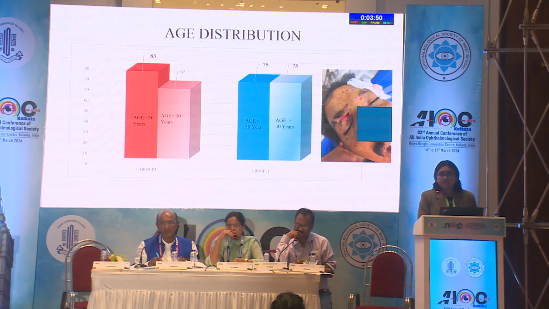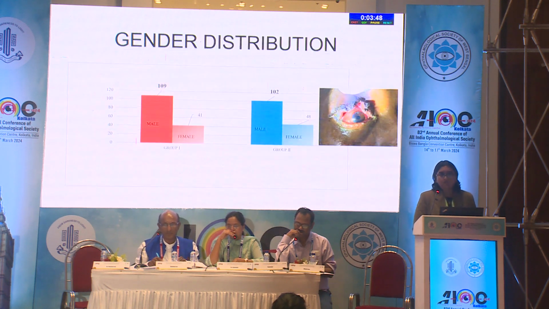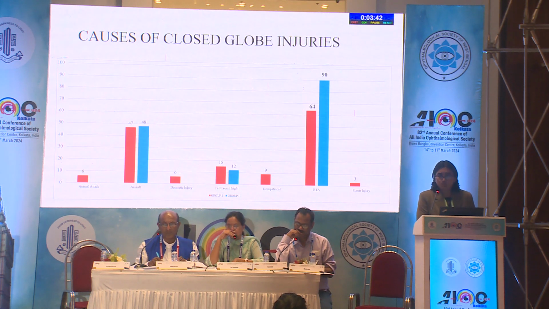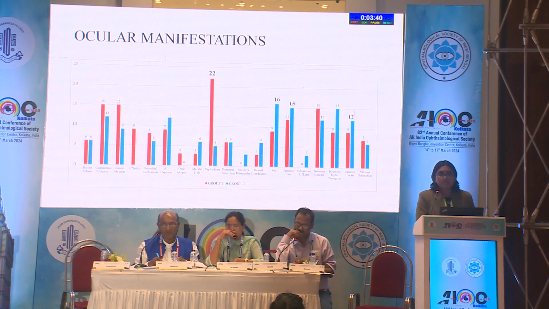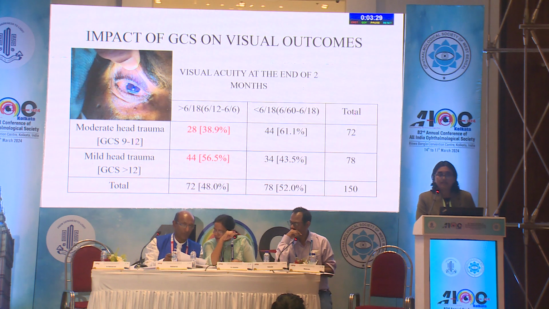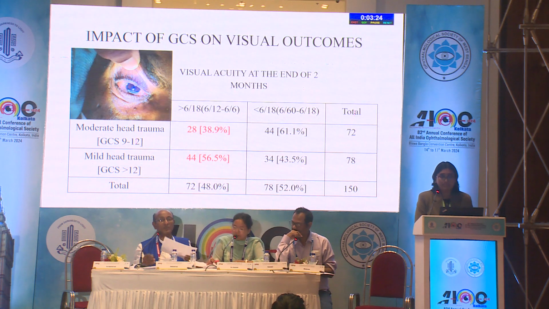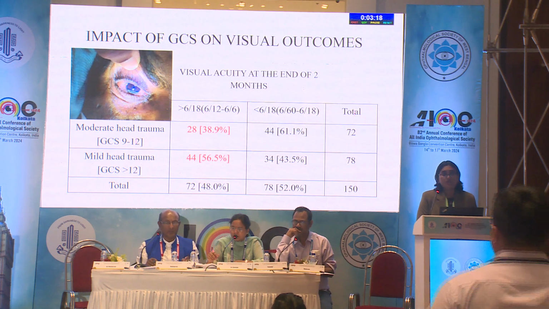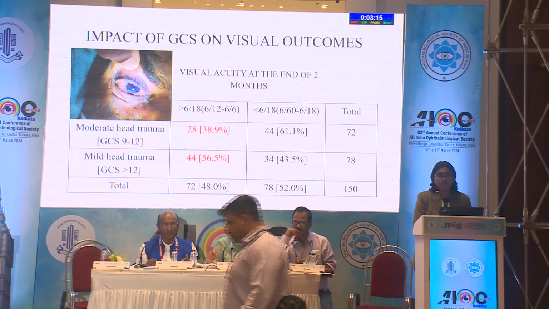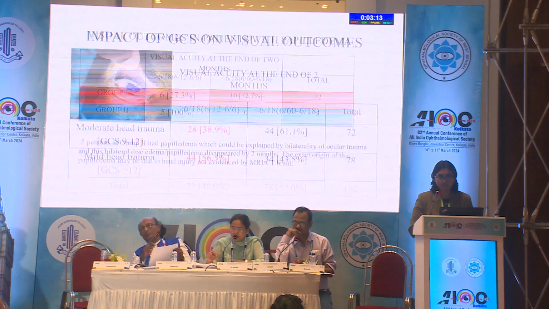Coming to the results, the age in both the subgroups was a younger age group, less than 30 years, and a male preponderance was noted in both the groups. The major cause of closed globe injuries in both the groups was road traffic accidents. The patients who had ocular trauma and a concomitant head trauma presented with papilledema being the most common, whereas in group 2 it was a subconjunctival hemorrhage. We also found an impact of GCS on the visual outcomes, in which patients with mild head trauma, that is GCS more than 12, 56% of the patients showed a visual acuity improvement, whereas in patients with moderate head trauma, only 38% of the patients showed an improvement in visual acuity.